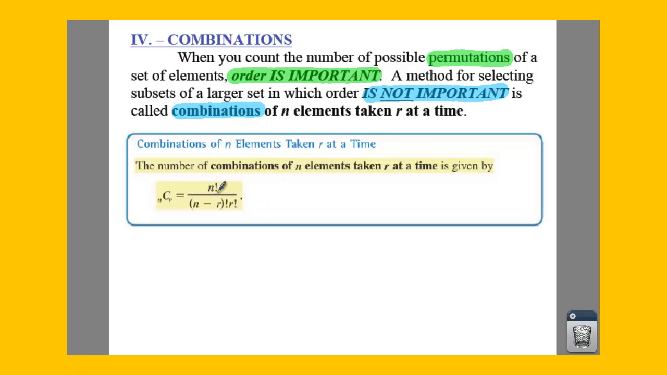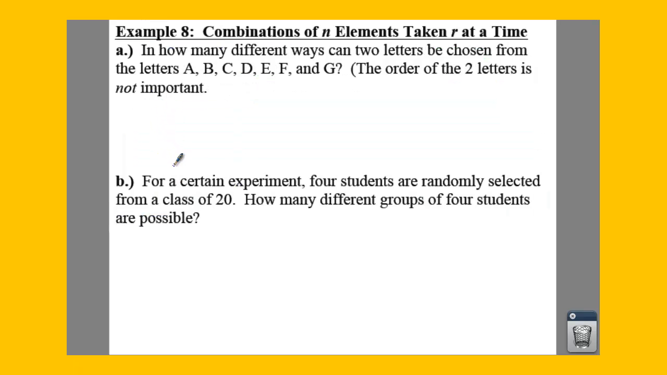If you have n factorial over n minus r factorial, now your permutation didn't have this extra r at the end. With the combination, you have this extra r. The reason this is important is because for letter A here, this is how many different ways can two letters be chosen from the letters A, B, C, D, E, F, G, and the order of the two letters is not important. So if the order is not important, that means you're going to have a combination.